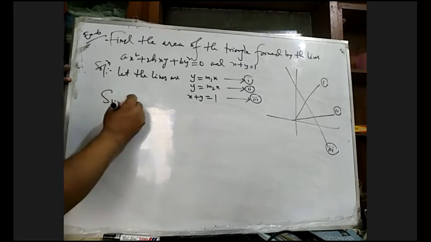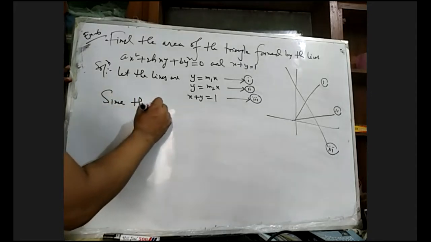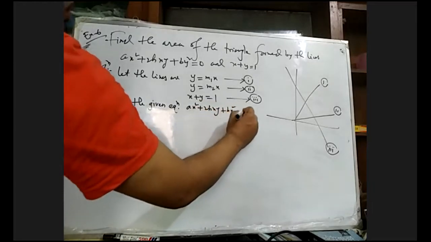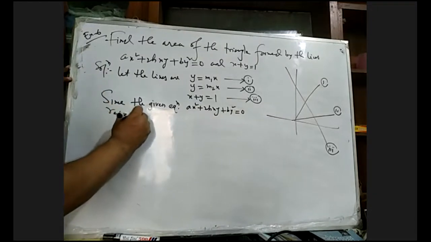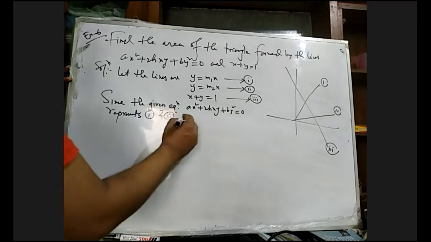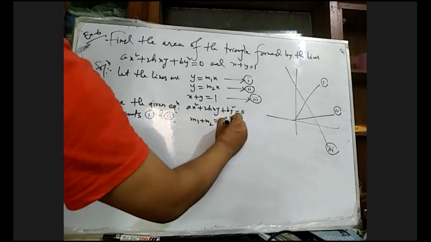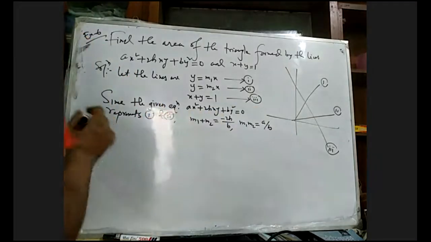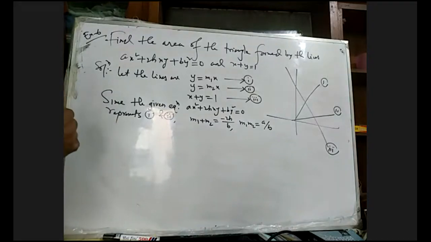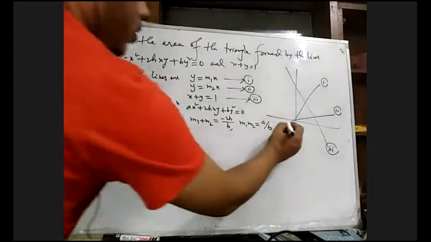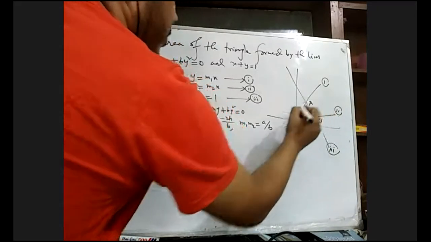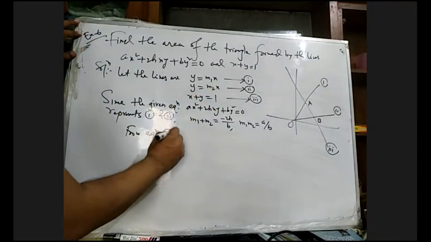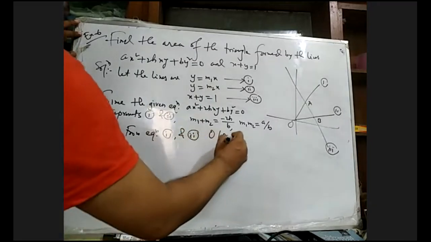Since the equation represents 1 and 2, the sum of the roots will be minus twice a is by b, and the product of the roots is a by b. You must know from here. Now, this is the origin, and this is the point A and this is the point B, intersection point. So origin is the intersection point of 1 and 2, from equation 1 and 2, that is 0, 0.